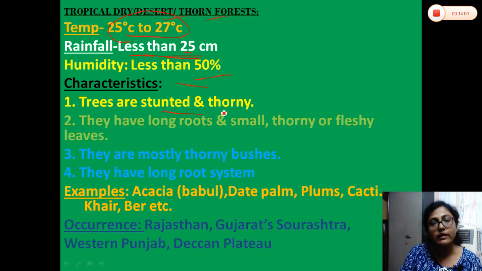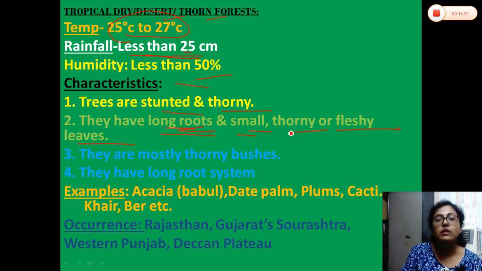Trees are stunted and thorny in nature. They have a long root system and small thorny or fleshy leaves. Long root system, why? To get water from the greater depth. As you know, rainfall is very less, that's why the groundwater level is very deep, and to get water from the greater depth, the root system should be long. Otherwise they cannot survive. So this is one of the environmental adaptations.